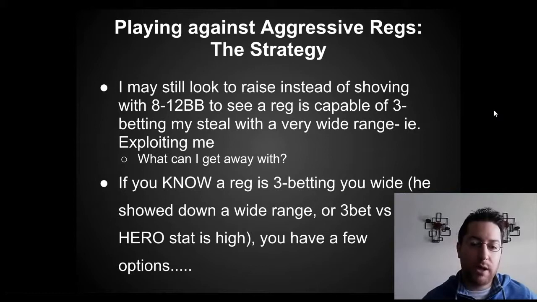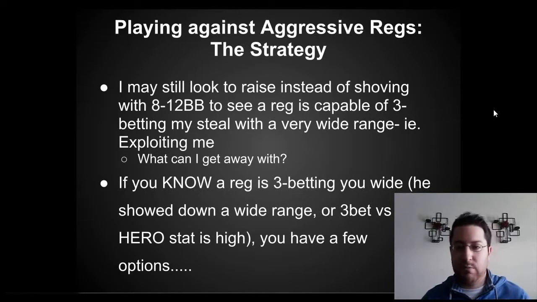If you know a reg is 3-betting you wide, you will have a few options. But one thing I want to point out is you have to know that they're exploiting you. Just because they might 3-bet you once or twice, don't make the assumption of, oh, he knows what I'm opening with, I'm going to have to fold now, he's exploiting me. Do not jump to that conclusion right away, guys. So many people say that to me when they adopt this type of strategy. They think that people know what they're doing all of a sudden, and they're going to start 3-betting you.